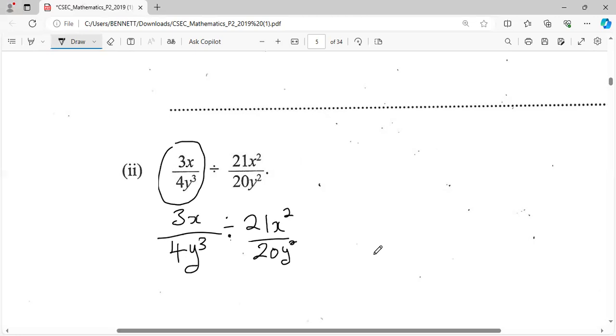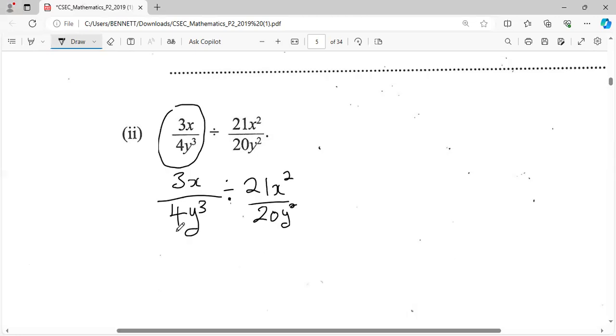Alright, so what do the rules state? The rules state that we write back the first fraction. So we're going to write back the 3x over 4y cubed. Change the division to multiplication. And then we reciprocate, so we're going to get 20y squared up the top. Very important: students tend not to reciprocate at times. Please ensure that you do that.